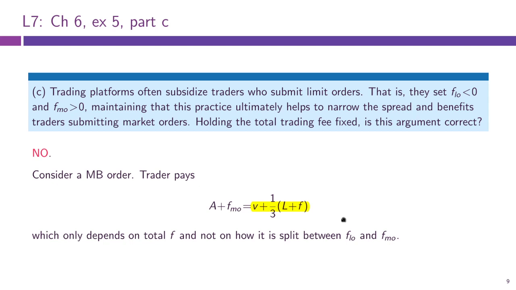A nice little exercise, which does give us a good intuition, which does tell us that these negative limit order fees and cross-subsidizing limit orders with market orders does help to narrow down the spread nominally, but it does not really necessarily decrease the trading costs. However, it is overall probably a welfare enhancing practice.